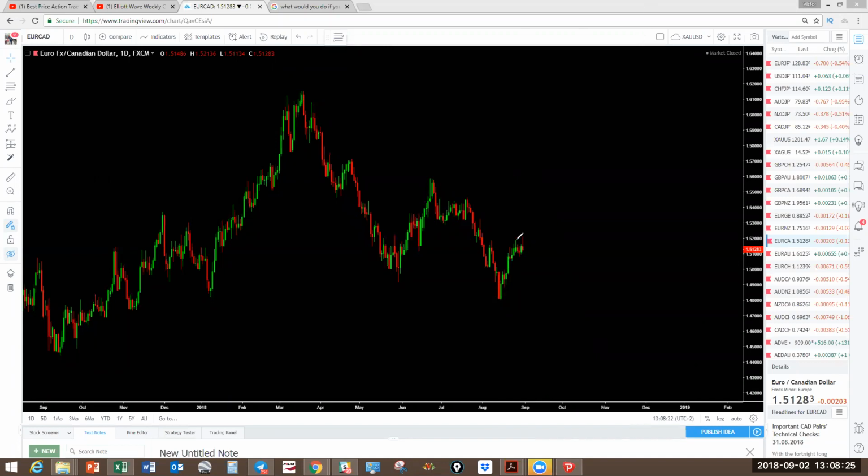Looks like if you're looking on the daily, it looks like we had a pulsing move to the downside in the lower time frame.